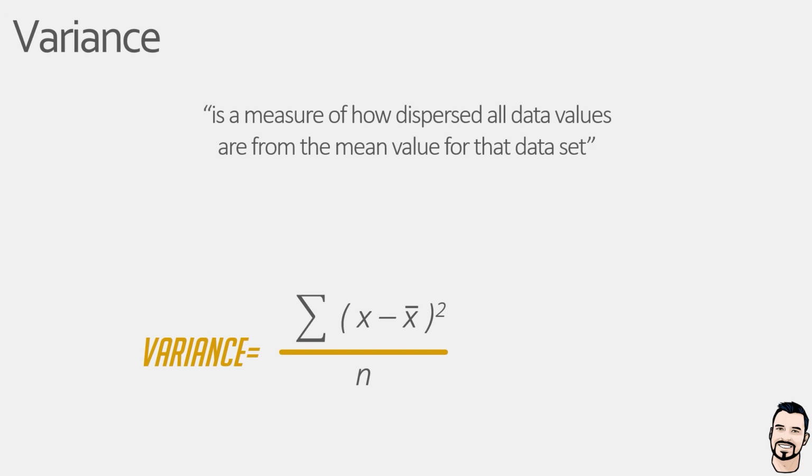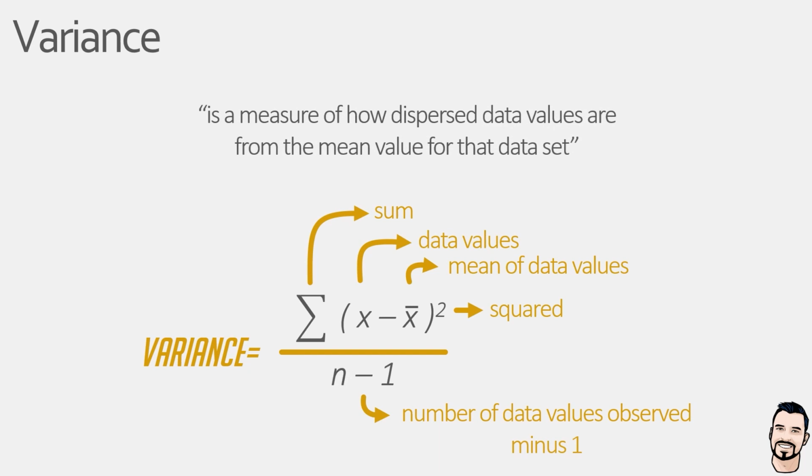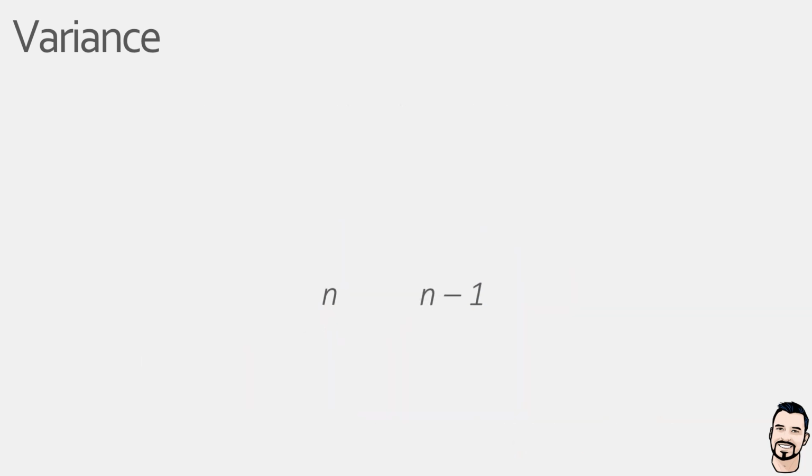So what is actually happening? Well, the variance is essentially the sum of our squared deviations, so each data value minus the mean squared, which is then divided by one of two numbers. It can be the number of data values in our dataset, n, or it can be the number of data values minus 1, n minus 1. Now, how do we know when to use n, and how do we know when to use n minus 1? Well, it all comes down to whether the data values observed represent a sample of a larger population or the entire population, and determining this can be easier said than done.